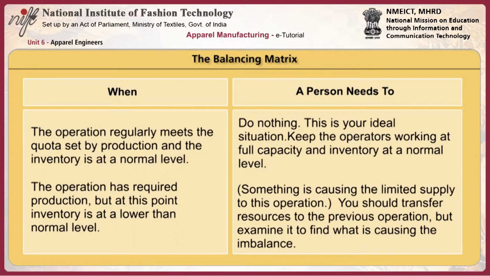When the operation meets the required production but at this point inventory is lower than normal levels, something is causing the limited supply to this operation. You should transfer resources to the previous operation but examine it to find what is causing the imbalance.